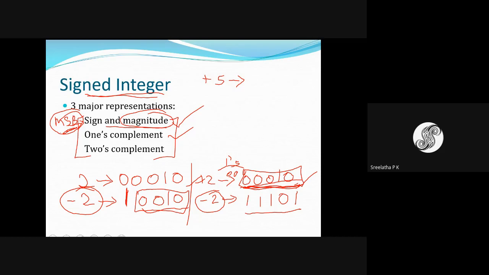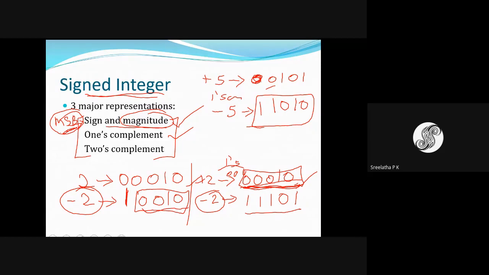Binary form of plus 5? 0101. Okay, so 0101, 5 bits I told. So I have put a 0 here. Fine. So one's complement of it, that is minus 5, is the reverse of these bits. That is the complement of these bits. So 0 instead of 0, it is 1. Instead of 0, it is 1. And 0, 1, 0. This is minus 5 in one's complement system.